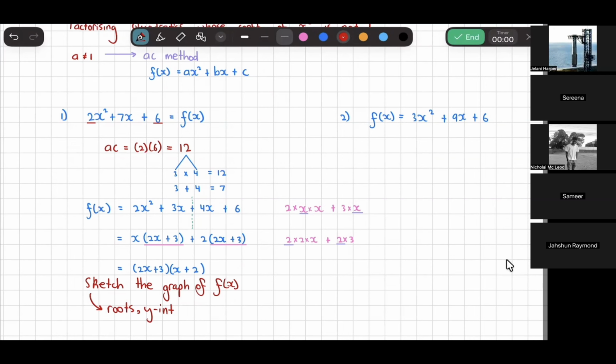Well, number one, I did it with you, so there wasn't anything to do. But see if you can sketch the graph for both of them. So Serena, see if you can sketch the graphs.